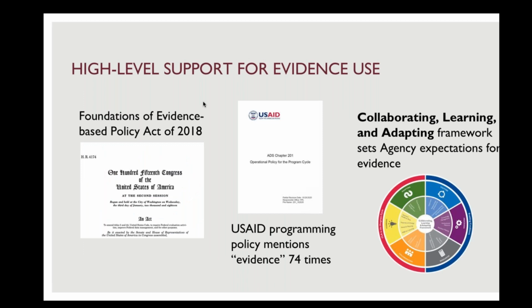We have a very supportive policy environment for evidence-based practice at USAID. In 2019, the US Congress signed the Foundations of Evidence-Based Policymaking Act into law, which mandates all US government agencies to use and also generate evidence while fulfilling their missions. The USAID policy that guides how we design and implement programs, which is shown by that exciting looking document in the middle, mentions evidence 74 times. And we have an agency-wide framework called Collaborating, Learning, and Adapting, which sets best practice for applying evidence to the adaptive management of all USAID programs.